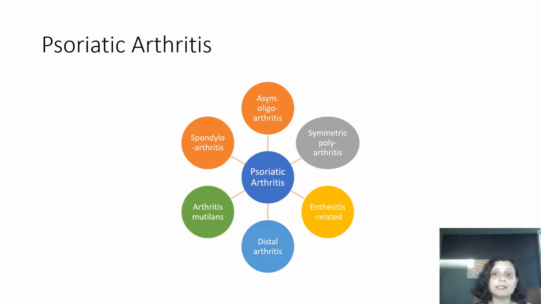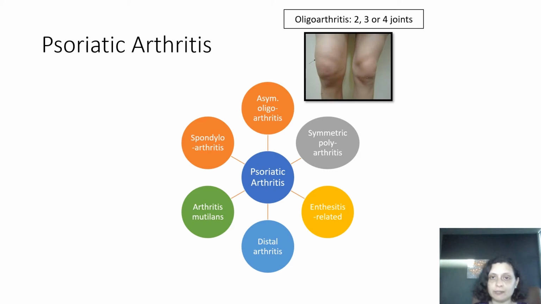So psoriatic arthritis comes in many flavors. You could get asymmetrical oligoarthritis. That means maybe one knee and maybe a few joints of the hands could be involved. So it is asymmetric, and it is oligoarticular. That means either 2, 3 or 4 joints are involved. If it is monoarthritis, it is one joint involved. If it is polyarthritis, 5 or more joints involved. So anything in between is oligoarthritis.